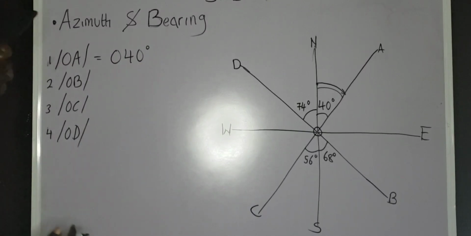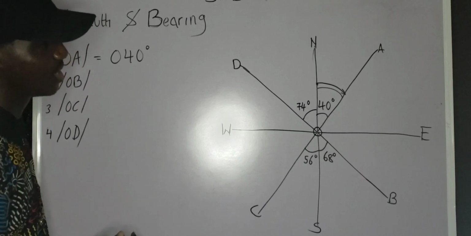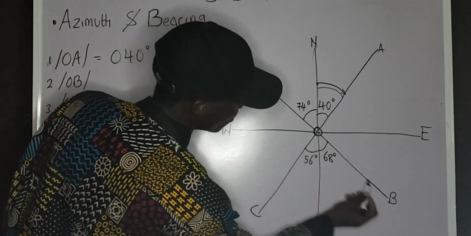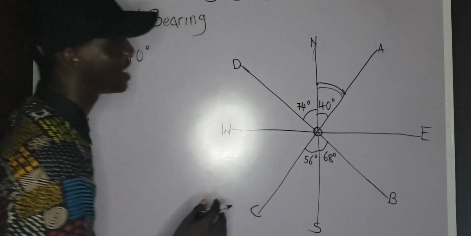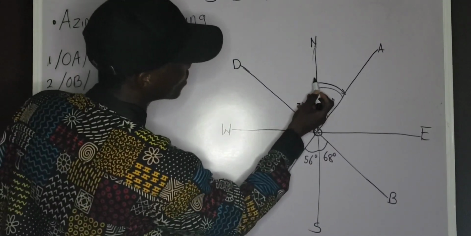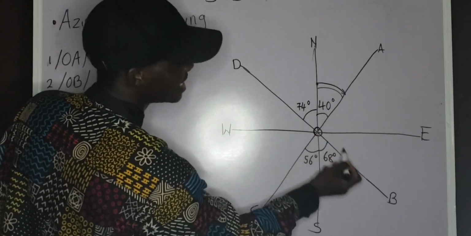Now let us proceed to line OB. This is line OB. Don't forget that I told you that the azimuth of a line is the angle between the north line and the line itself.